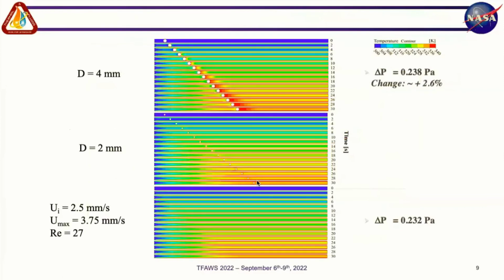These are another results now, just changing the velocity, now using the minimum velocity that we tested, 2.5 millimeters per second, Reynolds number 27. We can see the same effect of the particles. Here is the clear flow variation in time, evolution in time. This is the effect of the small particle, and this is a large particle.